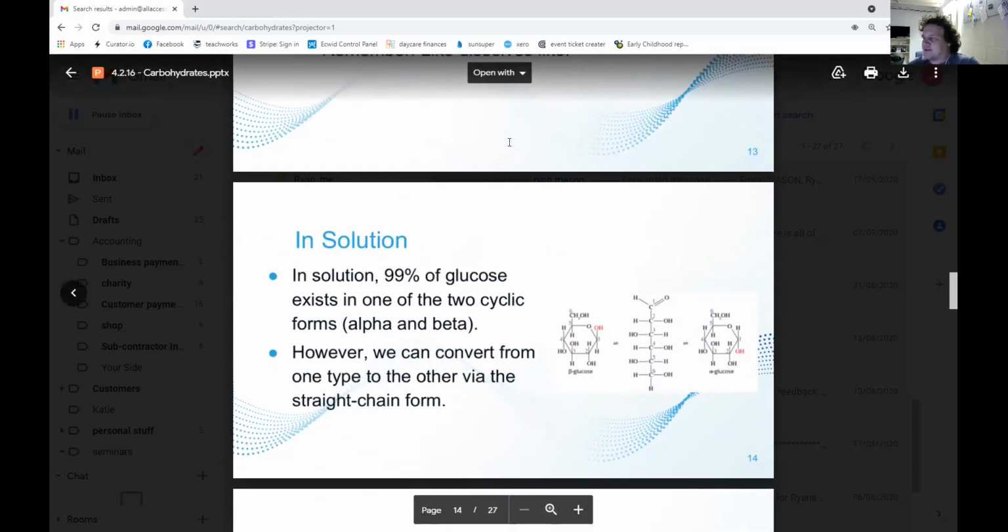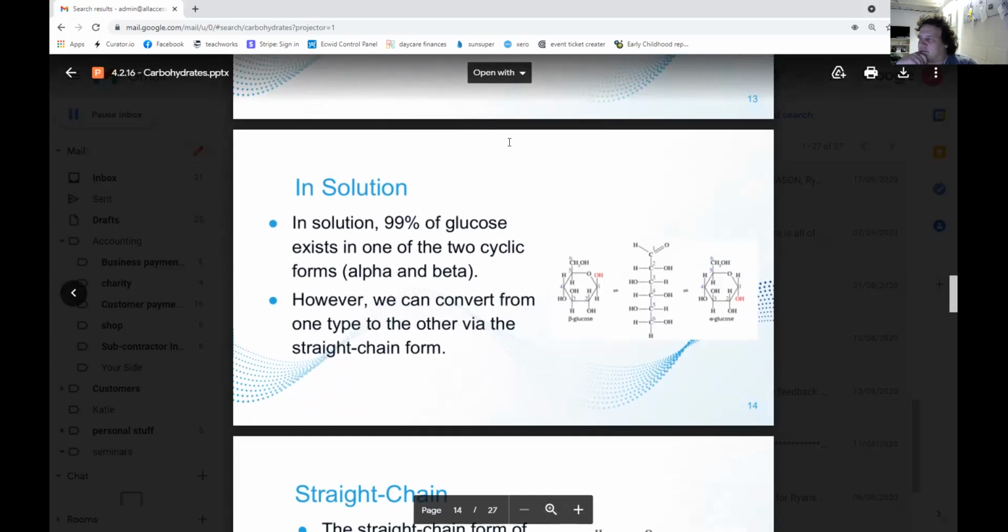Okay, so when we put carbohydrates into solution, 99%, yes, I got it right this time, I didn't say the wrong thing, exists as either alpha or beta. You can convert between the two, but they have to go through the intermediary form.